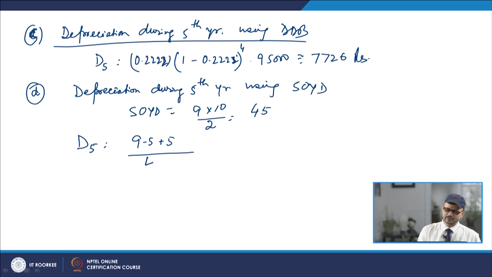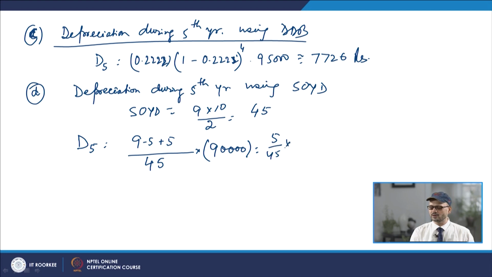So, SOYD will be 45 and then multiplied by the present value of the first cost of the asset minus its salvage value. So, that is your 90,000. So, it will be 5 by 45 into 90,000. So, you will get it as 10,000. So, using the SOYD method of depreciation, you are getting this depreciation as 10,000 rupees. Now, this is about all these methods of depreciation.